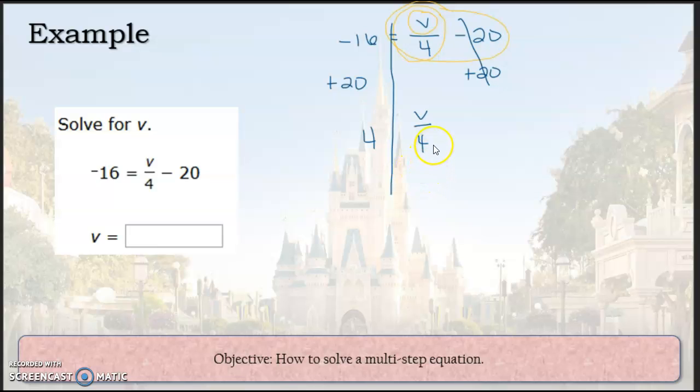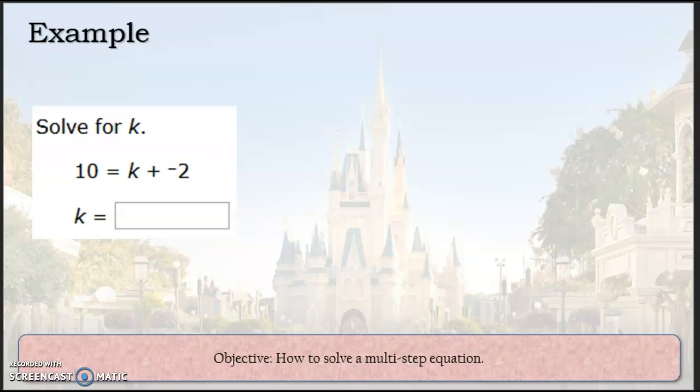Now, I told you in the previous slide that most of the time we divide. In this case, we actually have to multiply, because this is v divided by 4. So in order to get rid of divided by 4, we need to multiply both sides by 4. That's the inverse operation. So these cancel. V equals 4 times 4 is 16. So v will equal 16.